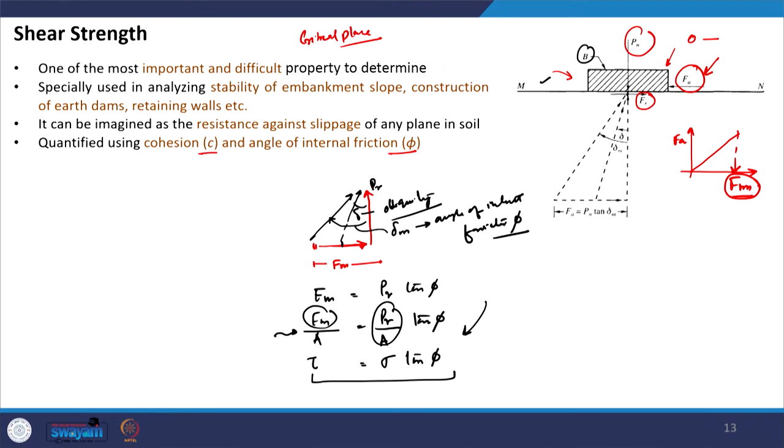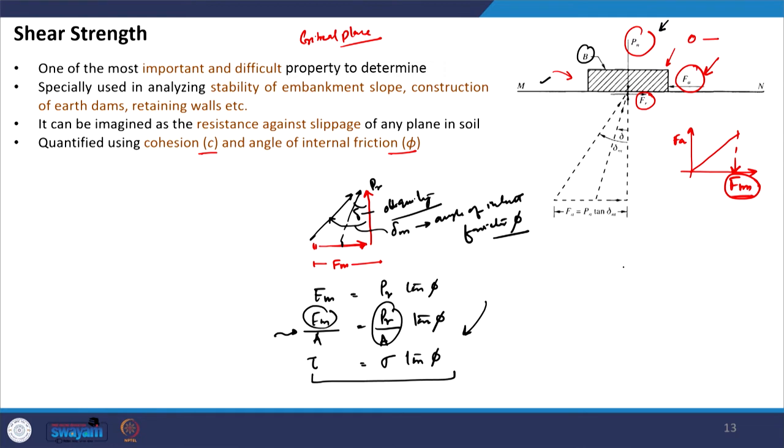Let us say that you are taking a cohesionless soil and you are not applying the vertical force Pn. In that case, this soil mass will not be stable because it cannot stay intact in a compacted mass without any confining pressure.